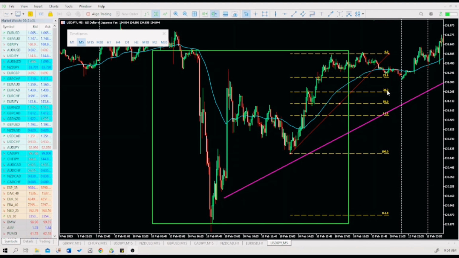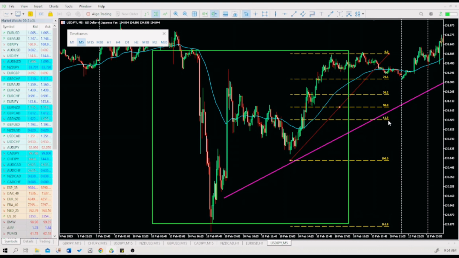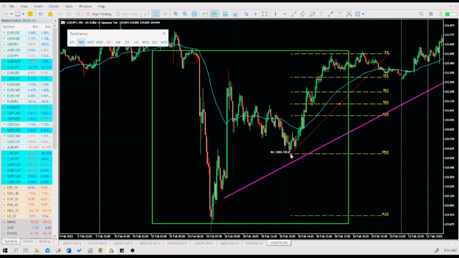We can see the 38.2 retracement zone. You can see the 50% retracement zone. You can see 61. Let me drag it a little so that you can see it well. You can see the 61.8 retracement zone, and we have the 100% retracement zone. These numbers can be customized, and the color does not matter.